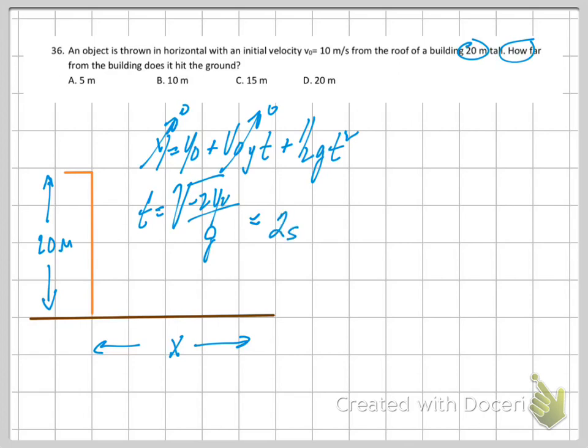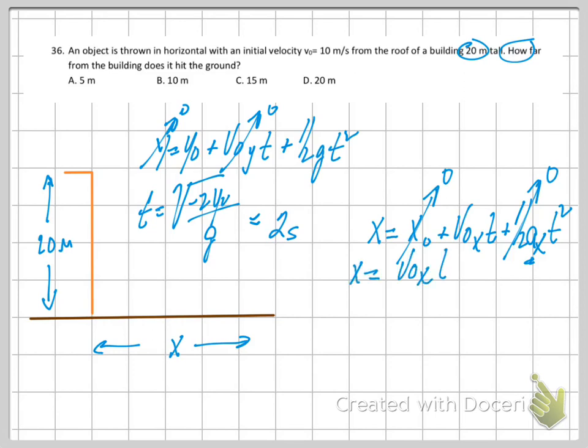Now to get the distance and time, again, we're using the second kinematic equation, but this time in the x direction. x equals x naught plus v naught x t plus 1/2 the acceleration in the x direction times t squared. Well, we're starting at a position of 0, and the acceleration in the x direction is 0. So it's x equals v naught x t. Its initial velocity in the x direction was 10, and the time we determined was 2. So its total distance would be 20 meters. Choice D.